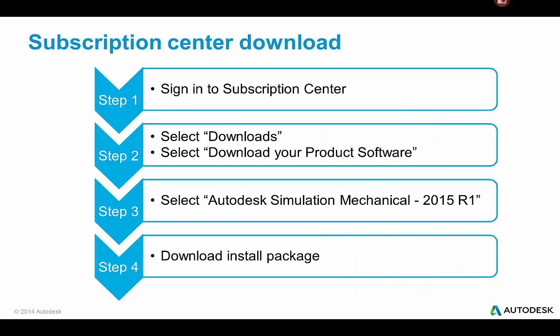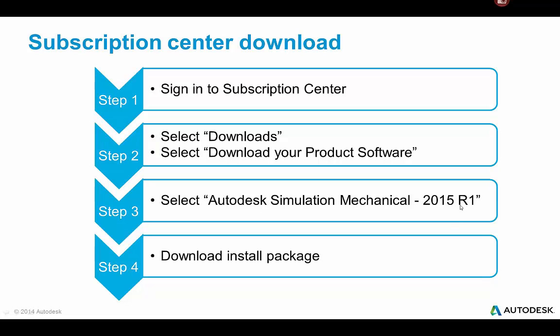And that is it. That is the entire PowerPoint I have. How do you get it? That's a common question that I keep hearing on different forums. You just simply go to Subscription Center, go to Downloads, and download your product software. And when I put this presentation together, I was thinking that it would be called R1 on the Subscription Center, but it is actually just simply called Simulation Mechanical 2015.